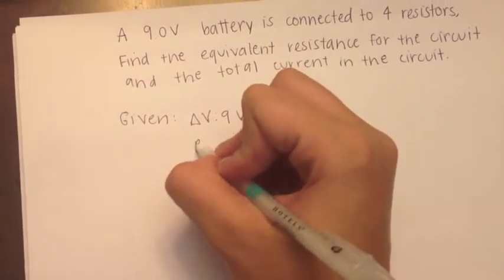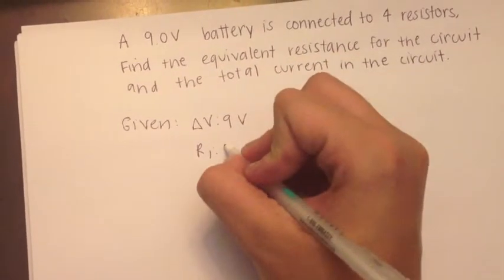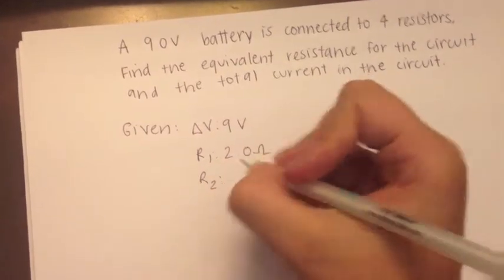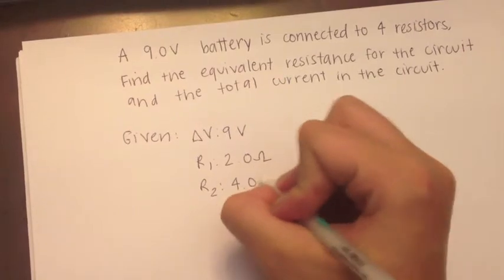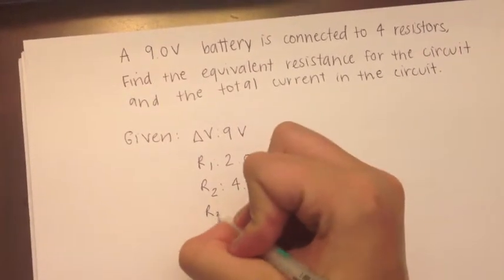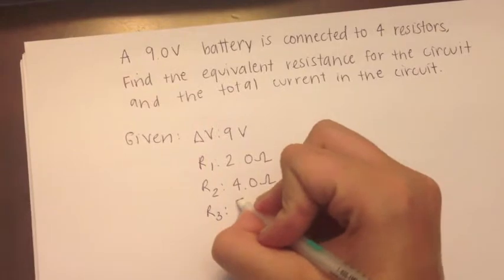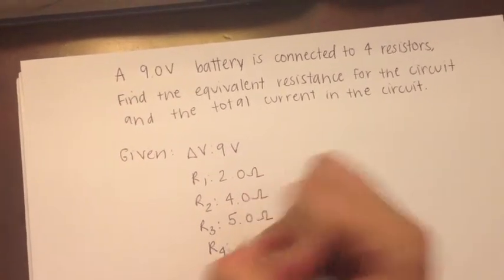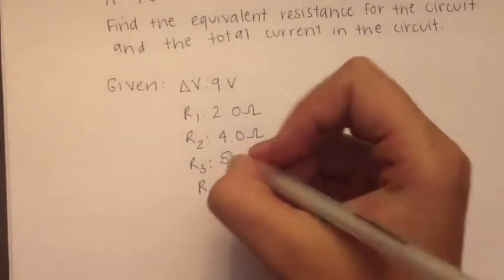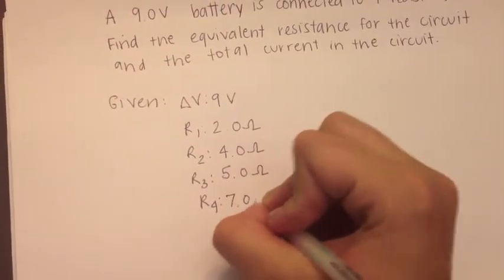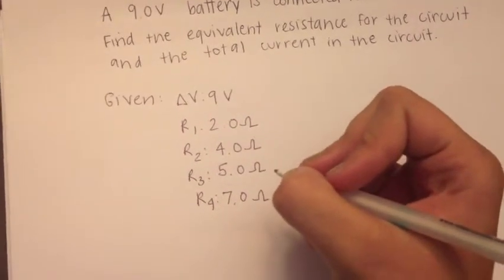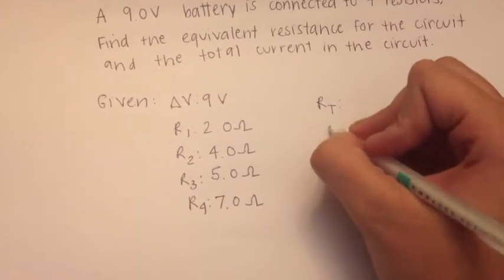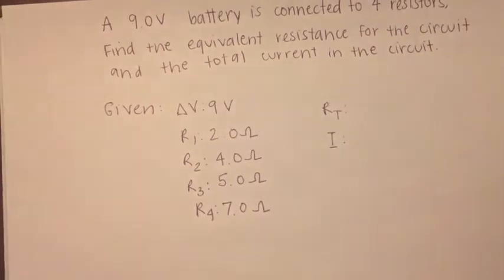My first resistor is 2 ohms. My second resistor is 4 ohms. My third resistor is 5 ohms. And my fourth resistor is 7 ohms. Now I'm going to be looking for the resistance total and the current flowing through.